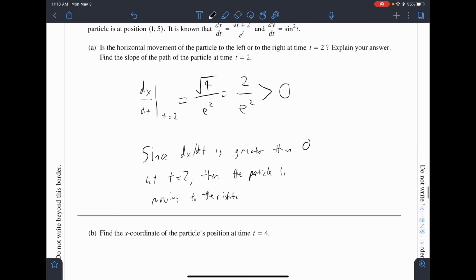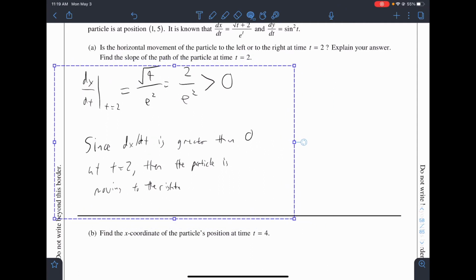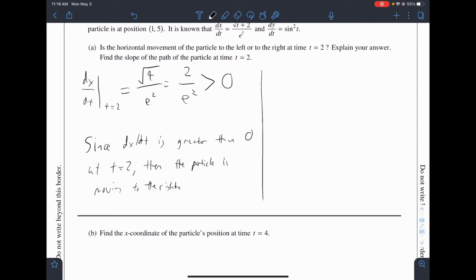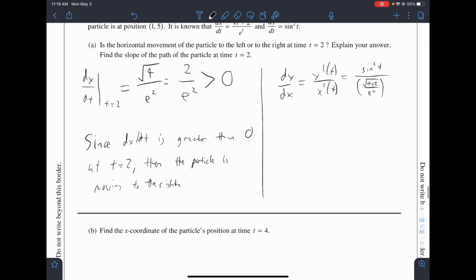So now we have to find the slope. So let's move this all here. The slope is dy/dx, and that's equal to y prime of t over x prime of t. We know both of these, so this is going to equal sine squared of t over square root of t plus 2 over e to the t. I'm going to simplify that a little bit. Let's flip the fraction, put e to the t on the top, and put root t plus 2 on the bottom. Okay, so dy/dx.